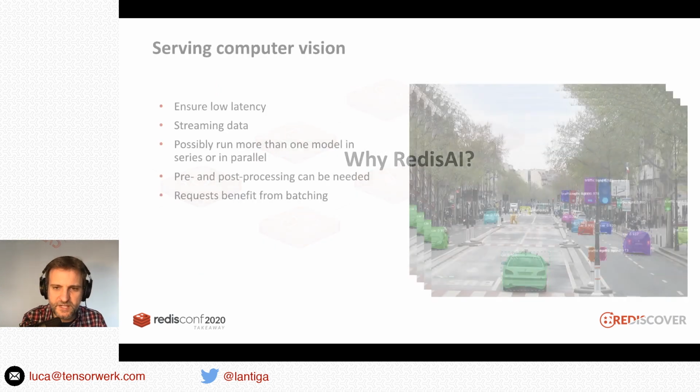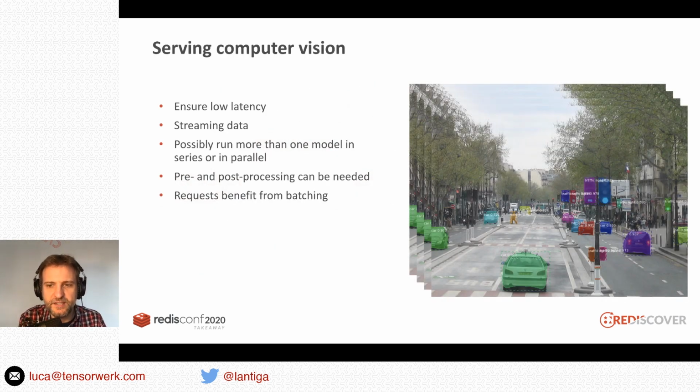So why RedisAI? We're seeing AI deployed in production more and more. One context is computer vision. Here you have to ensure low latency generally. You have image data streaming into your device. It's possible you have to run more than one model at a time, and then you may or may not need pre and post processing on your image data.